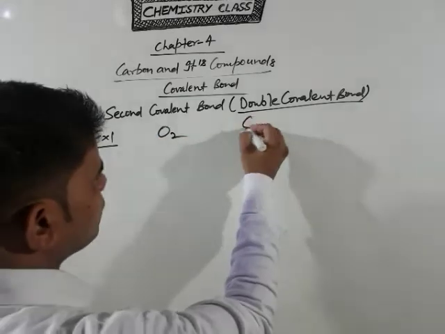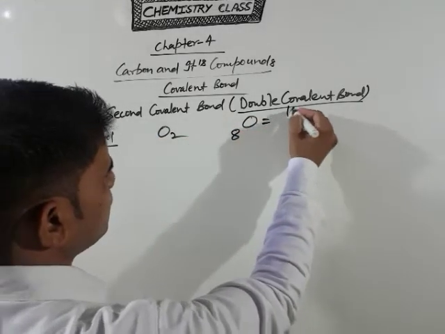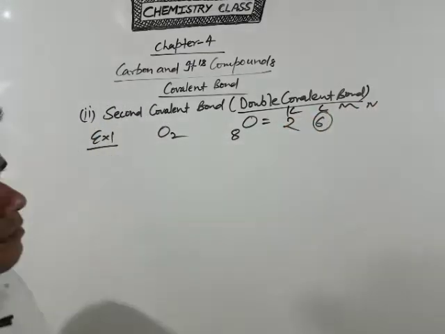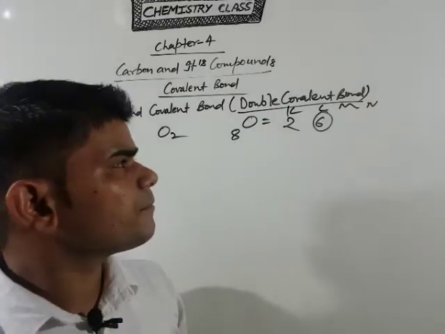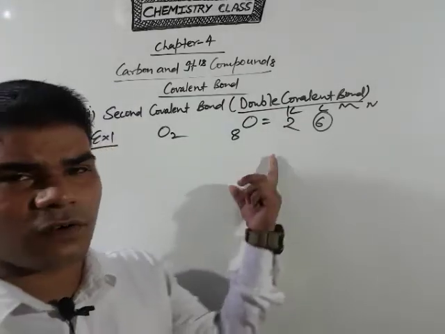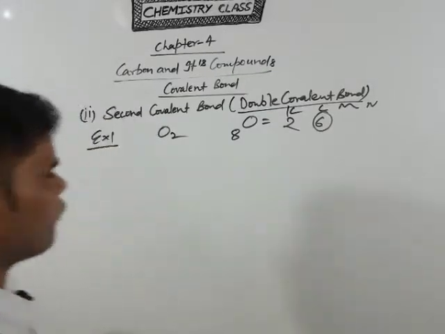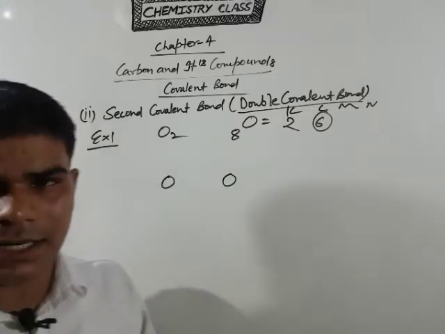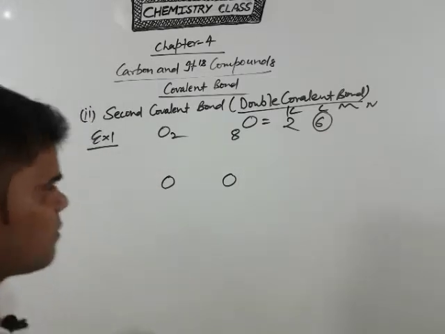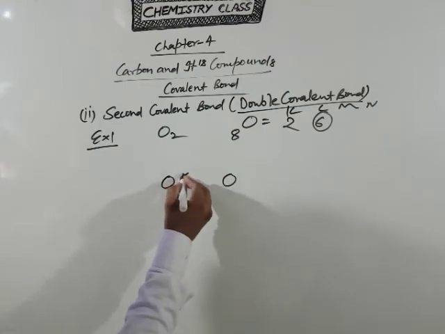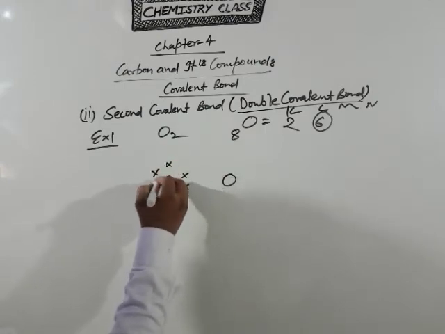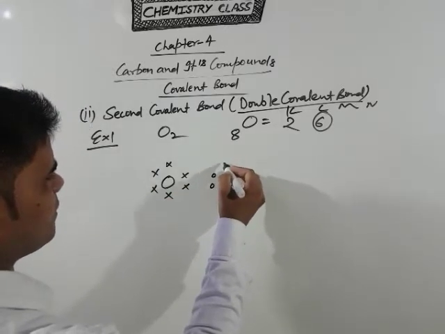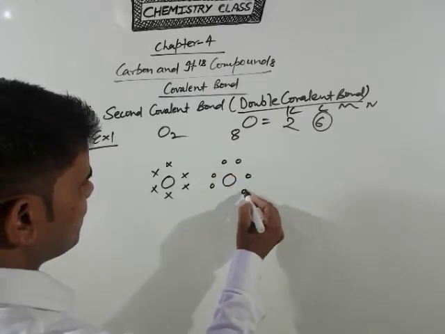So students, what is the electronic configuration of the oxygen atom? It will be 2, 6. In this case, how many valence electrons does oxygen have? 6. So first you represent the valence electrons on the oxygen atom, which is 6: 1, 2, 3, 4, 5 and 6. The other is also represented in another way: 1, 2, 3, 4, 5 and 6.